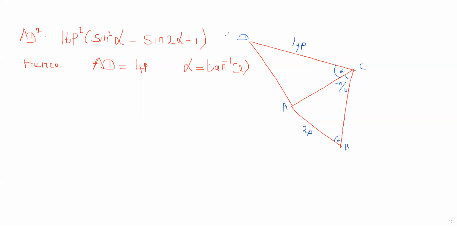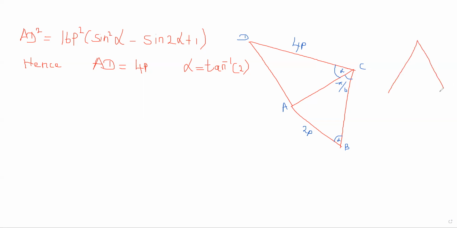One is the sine rule, and the other one is what? The other one is the cosine rule. But normally, if the answer is coming from a sine rule, there won't be a squared, isn't it? AD squared. Because normally, what is the sine rule?